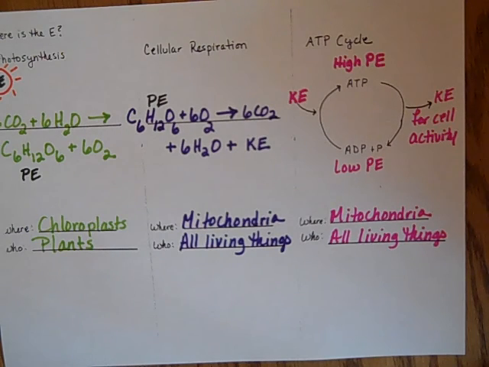Again, since this is part of cellular respiration, it happens in the mitochondria, and all living things are doing it. All living things use energy from ATP molecules. That's how they get energy to do their activities. So ATP is a pretty important molecule for living things.